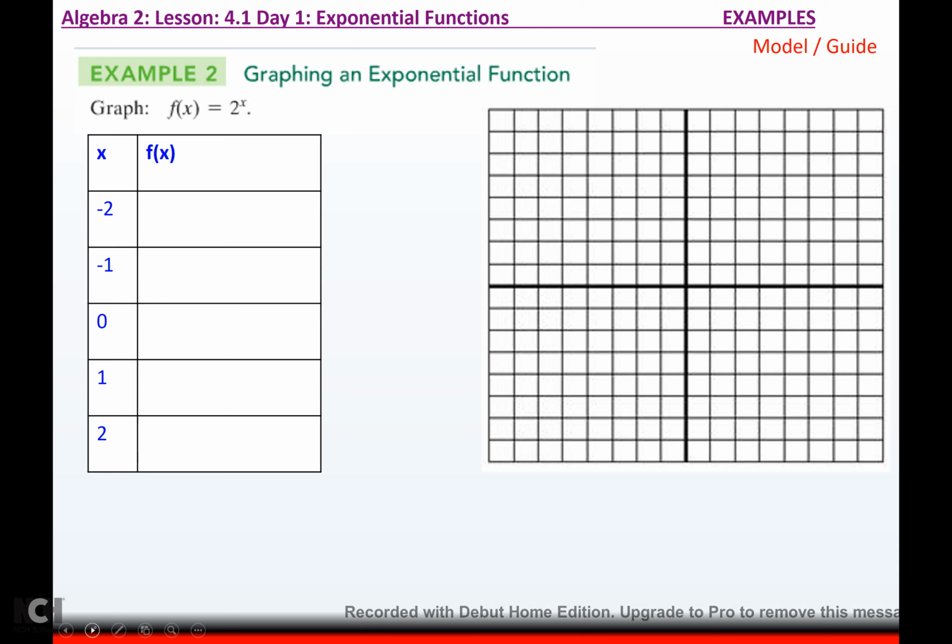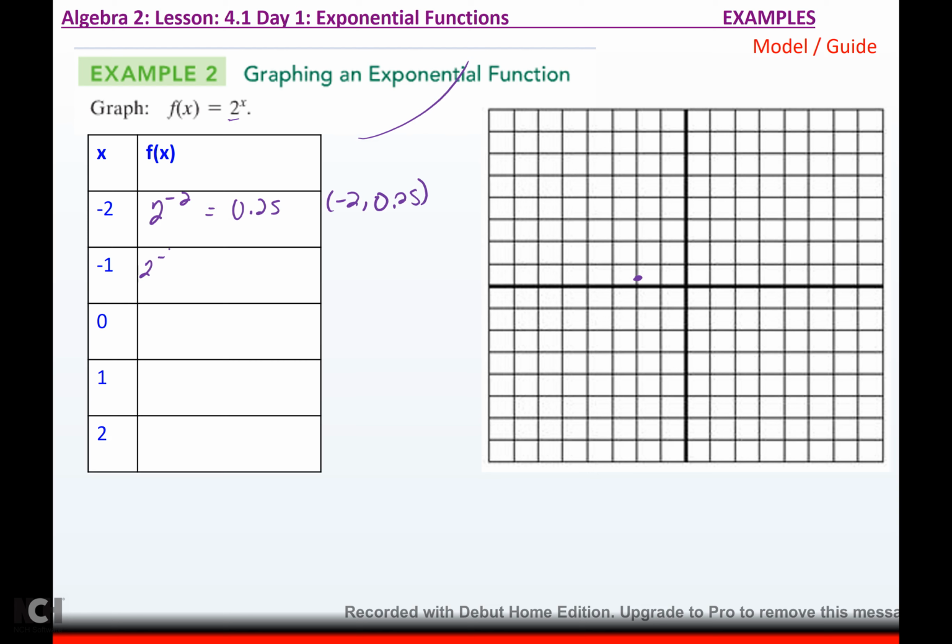Okay, so it says graph 2 to the x. Well, if I plug in -2, I'm going to have 2 to the -2nd. Type it in, 2 caret -2, and you get 0.25. So that ordered pair is (-2, 0.25). This should be growth because my base is bigger than 1, so I'm expecting this thing to do this.